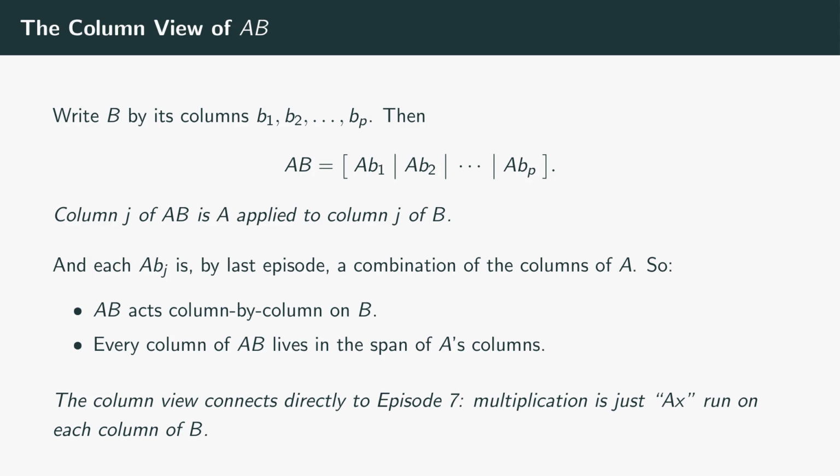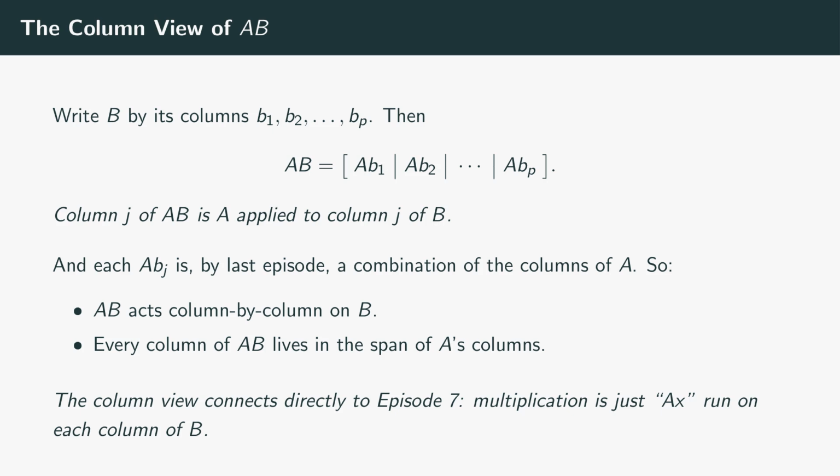There is a second, cleaner way to see the product, and it ties straight back to last episode. Write B as a row of columns, the first column, the second column, and so on. Then the product A times B is formed column by column. Its first column is A applied to B's first column. Its second column is A applied to B's second column, and so on. Each column of the answer is just a matrix vector product, exactly the A times x we mastered last time, run once for every column of B.